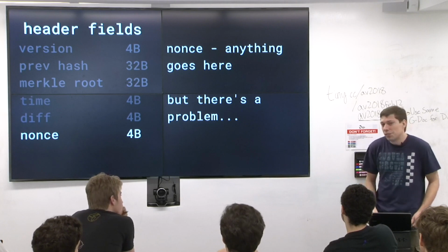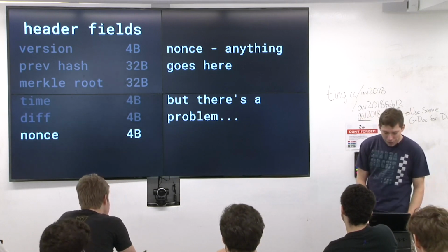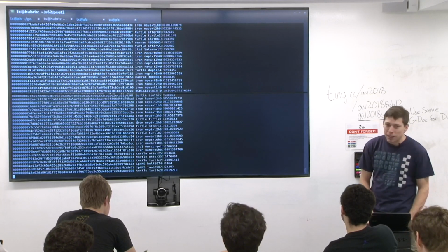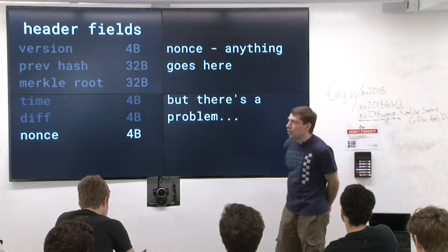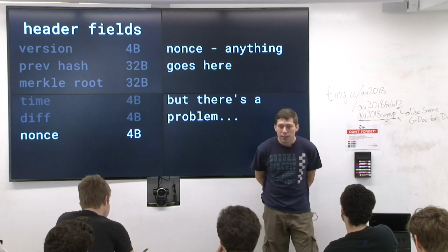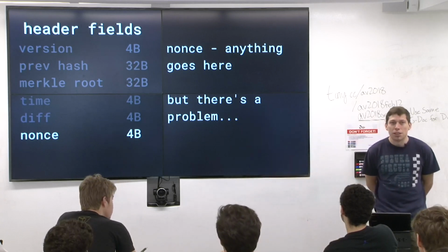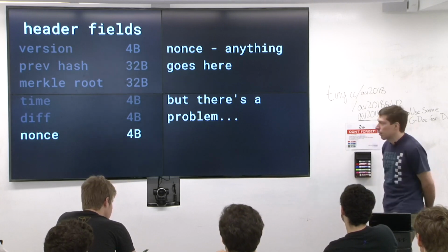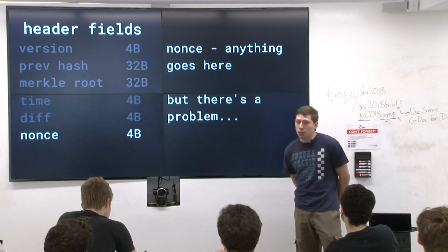Yeah, it's too small, right? 4 bytes. Even in the homework, people are using 12-something bytes for a nonce. With only 4 bytes of nonce, you can go through 2 to the 32 possibilities, which is not enough to mine in almost all cases, because you're going to need to go through 2 to the 70 possibilities to find a block. So what are some ideas for how you deal with this problem?